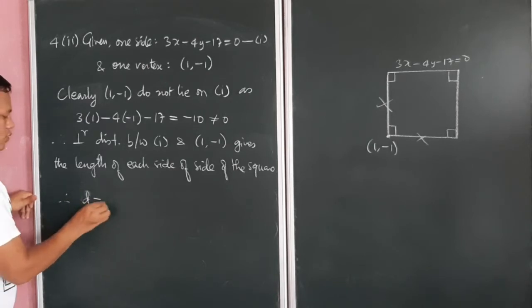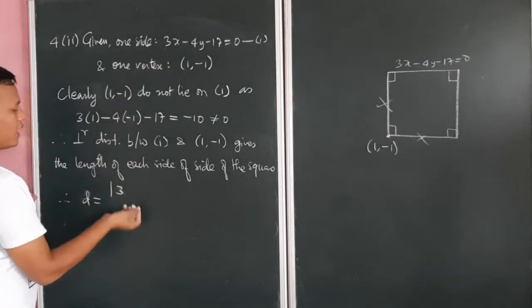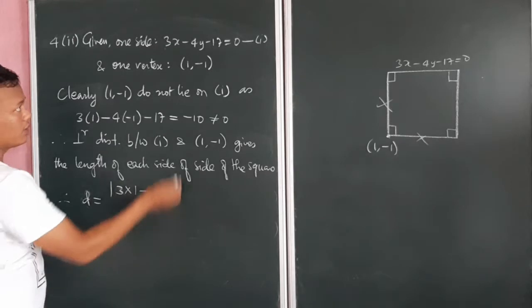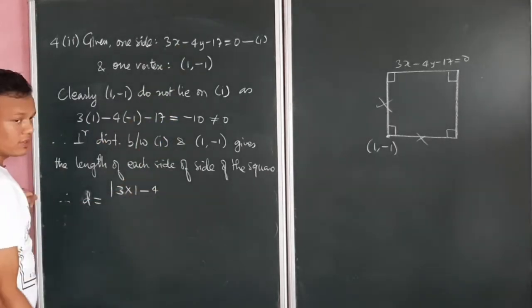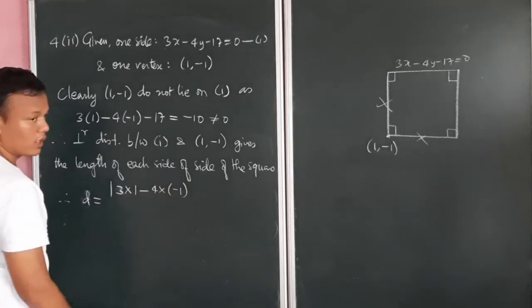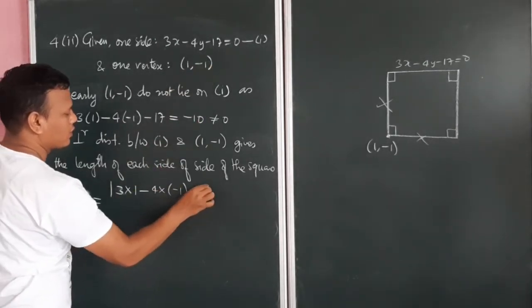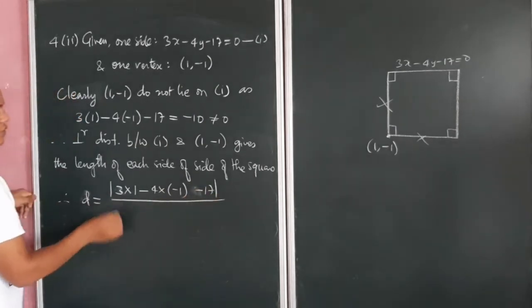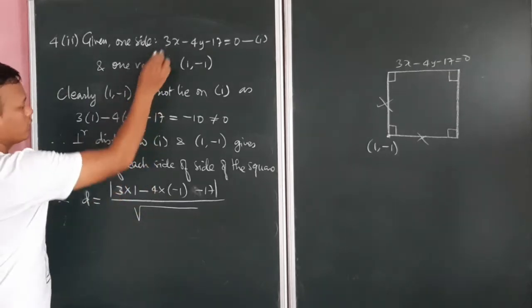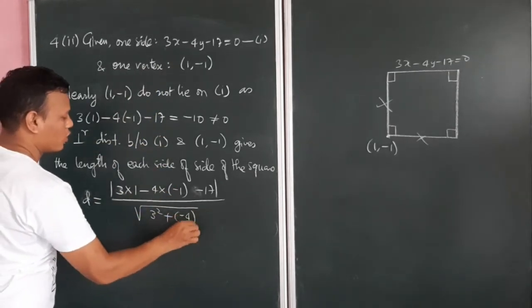So d is equal to a x1. So how much is a? A is 3. x1 is how much? 1, plus b is how much? B is minus 4. Yes. y1 is how much? It is minus 1, plus c is how much? It is minus 17. Alright, whole divided by square root of a square plus b square. A square is 3 square, plus b square is minus 4 square.